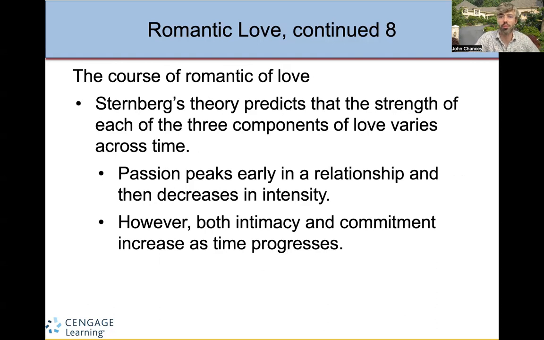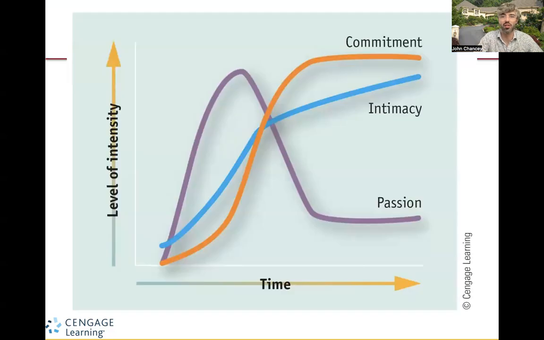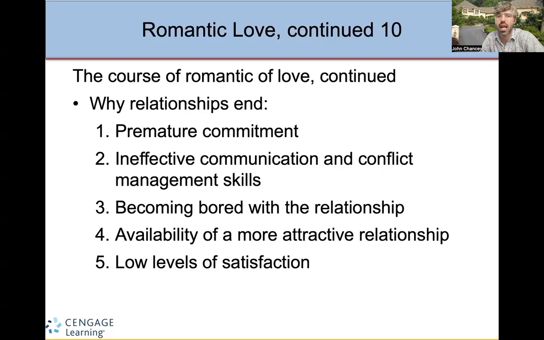Sternberg's theory is really interesting because it helps show that relationships will change and evolve based on the strength of those components. For example, passion tends to peak pretty early in a relationship, but eventually decreases in intensity over time. Intimacy and commitment tend to increase as time progresses. Maybe the passion goes down, but the depth of your relationship increases. Passion starts pretty high, typically higher than intimacy and commitment, but over time it's intimacy and commitment that outweigh the passion.